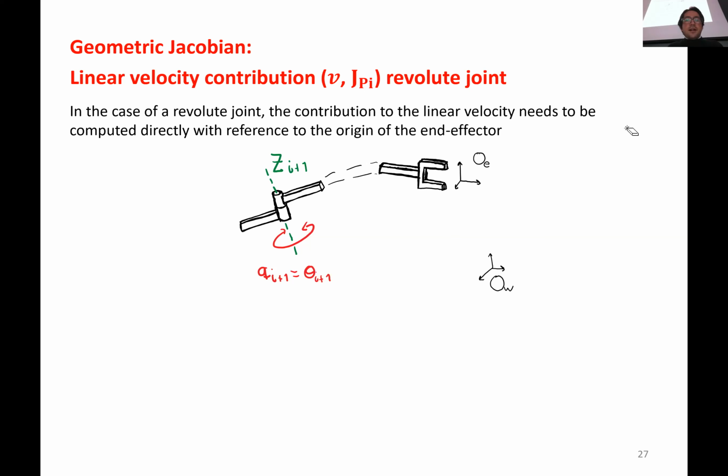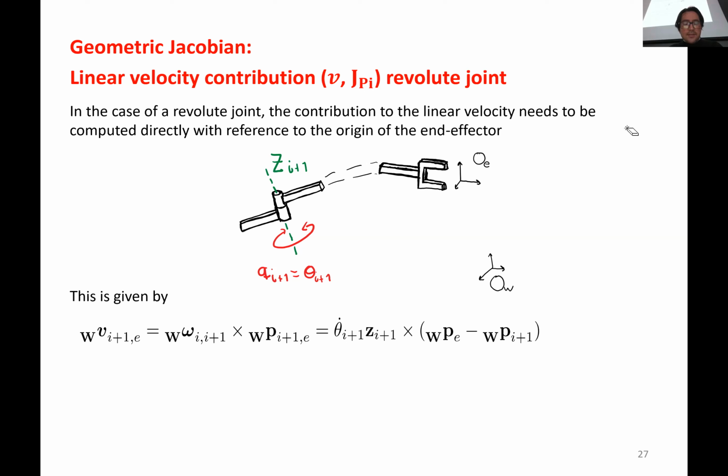Now, in the case of the linear contribution on a revolute joint, what we want to do is actually compute directly with reference to the origin of the end effector. So what do I mean by this? I'm just going to show the expression, but then I'm going to explain each of the terms of the expression, just to be a bit clearer. So let's start with this, in slide 22.